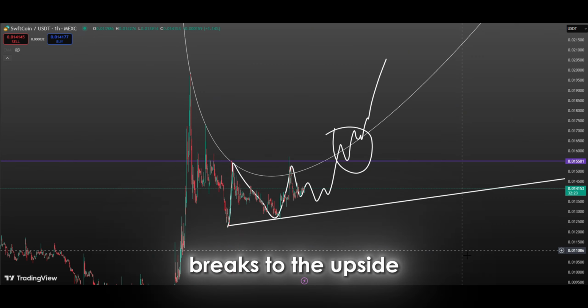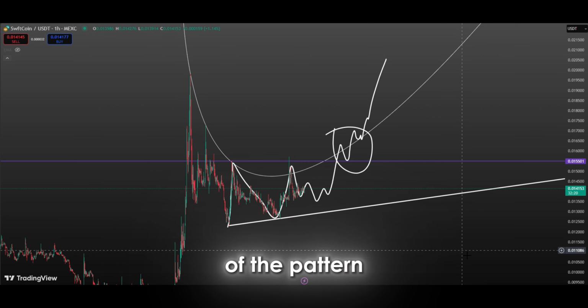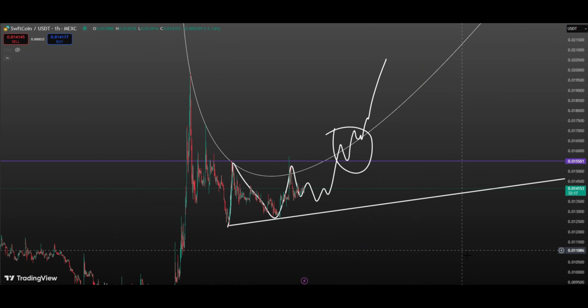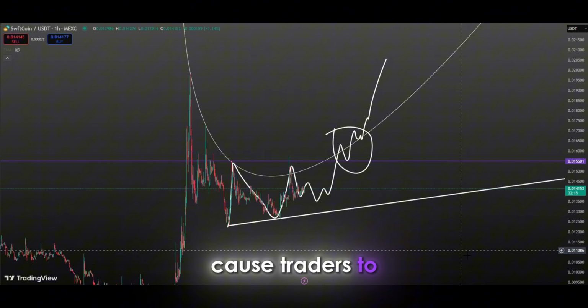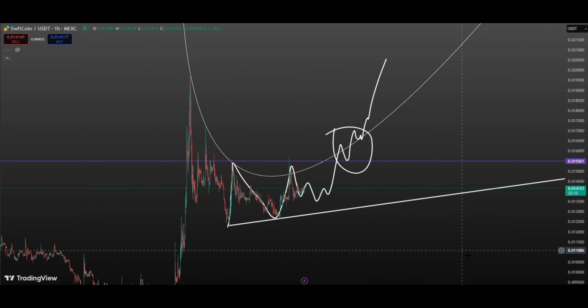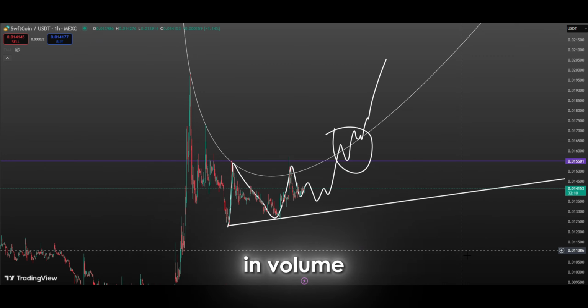If this structure breaks to the upside, technically the price is expected to rise by the width of the base of the pattern. However, this is only the technical part of the target. Psychologically, such breakouts cause traders to move out of wait-and-see mode and open more aggressive buying positions. This could lead to a sharp and rapid rise in volume.